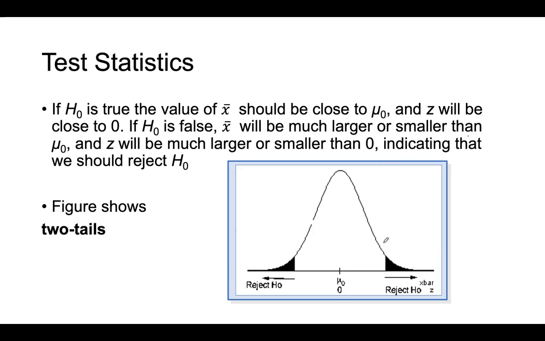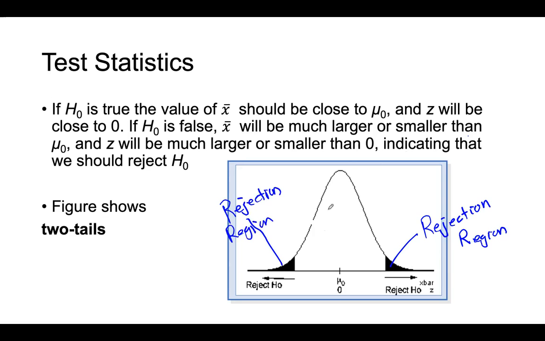So this is a figure of two tails. This is the rejection region, and this is also the rejection region. And this is where we accept the null. We reject the null on this side, and we reject the null on this side.